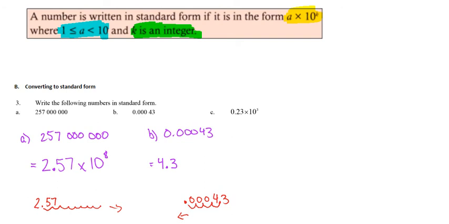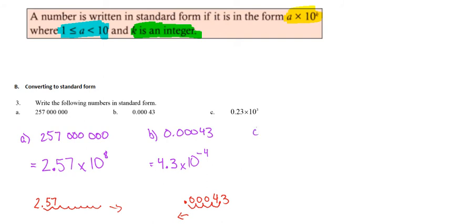So I still have the times 10 because that is always there in scientific notation. And now I have a negative exponent because I moved to the left, or because I have a very small number, and a 4 because I moved 4 places.